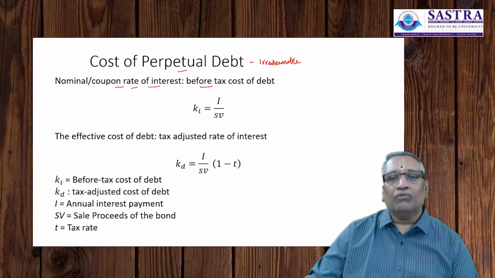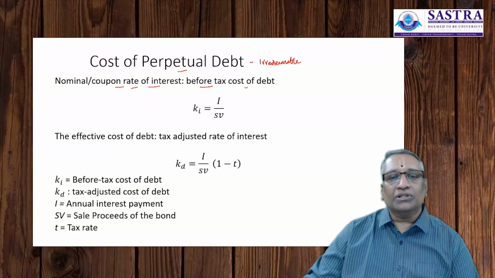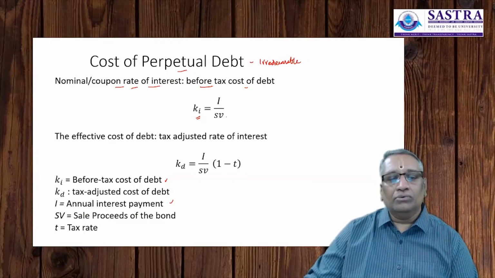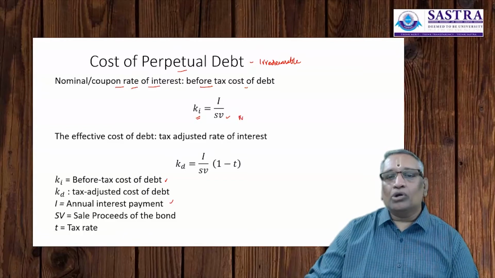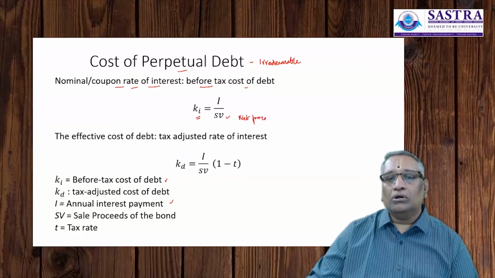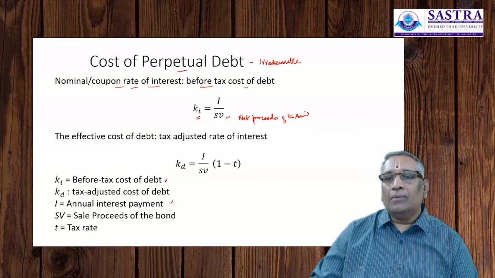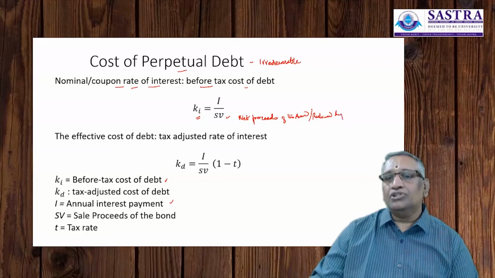In such a case, the before tax cost of debt is the coupon rate of interest, which is calculated using this equation. Ki, which is the before tax cost of debt, is equal to I, the annual interest payment, divided by the sale proceeds of the bond, or net proceeds of the bond, or amount realized by issue of bond.